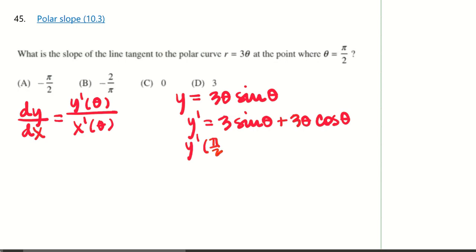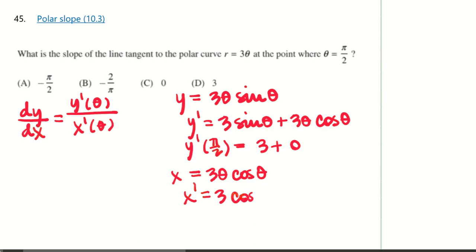Okay. Plug in pi over 2. I know sine of pi over 2 is 1, and cosine of pi over 2 is 0. Okay, so it's going to be 3. And then x prime, where x is our r cosine theta. X prime, I'm going to use the product rule. And because the derivative of cosine is negative sine, I'll have negative 3 theta sine theta.